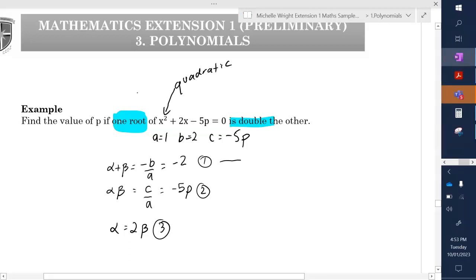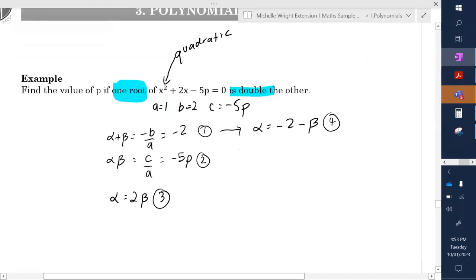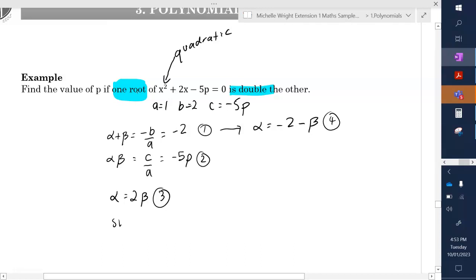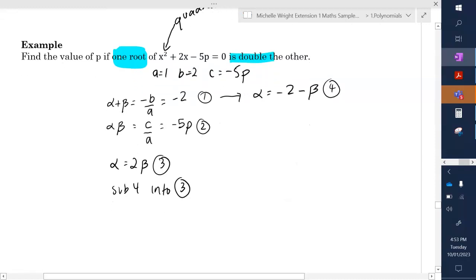I'm going to get a value from 1, and I'm going to say that alpha is equal to minus 2 minus beta. So I've just rearranged that. That's my 4th equation, and I might sub that into 3. So sub 4 into number 3. So then we're going to have that alpha is minus 2 minus beta. So minus 2 minus beta is equal to 2 beta. Does that help us in any way? Not sure yet. Let's have a look and see what we end up with.